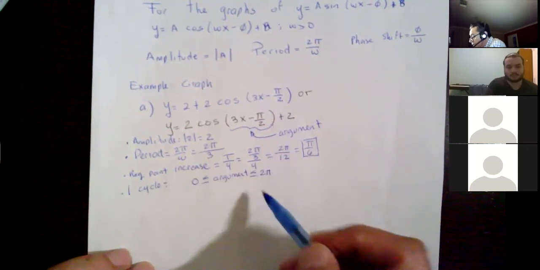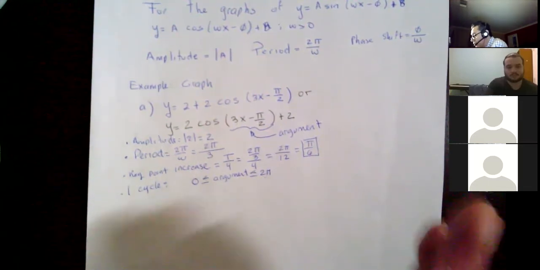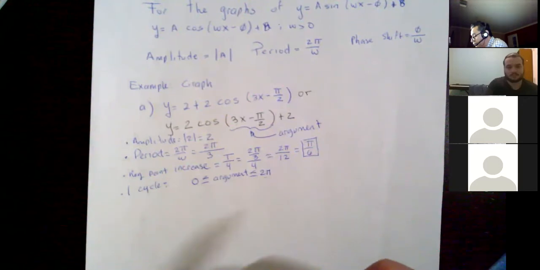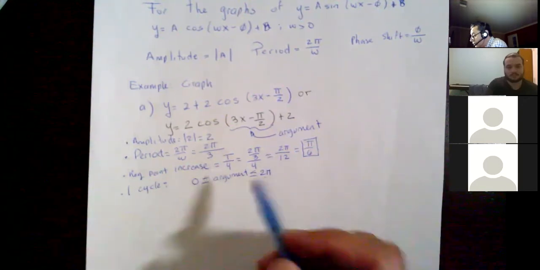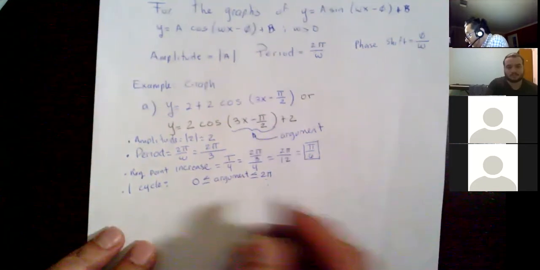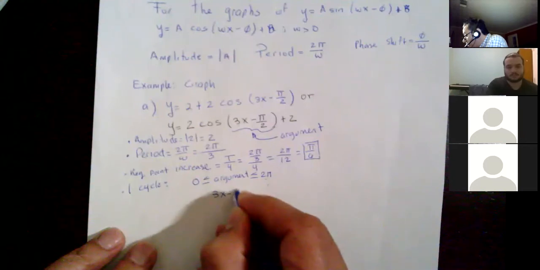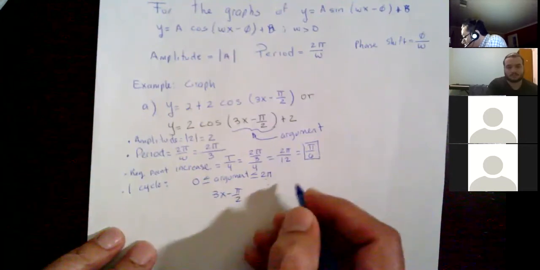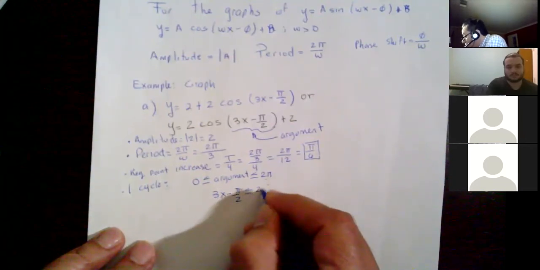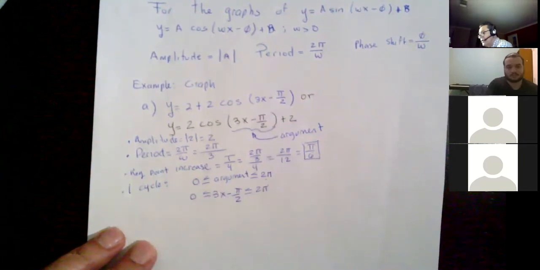Why less than or equal to 2 pi, greater than or equal to 0? Because remember, the period, or the cycle, of the cosine goes from 0 to 2 pi. So next, we're going to include the argument here, which is 3x minus pi over 2. We're going to make it less than or equal to 2 pi and greater or equal to 0. And we're going to solve for x here, you guys.